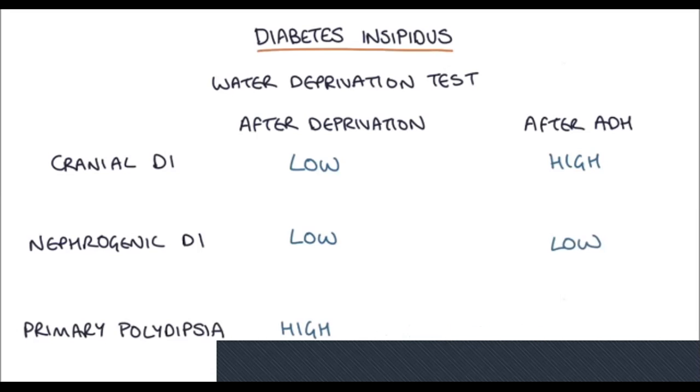So just to briefly summarize those results, in cranial diabetes insipidus, you'll have a low urine osmolality after deprivation and a high urine osmolality after the ADH is given. In nephrogenic diabetes insipidus, you have a low urine osmolality after deprivation, and it remains low after the ADH is given. And in primary polydipsia, you'll have a high urine osmolality after deprivation, and of course it will remain high after the ADH is given.